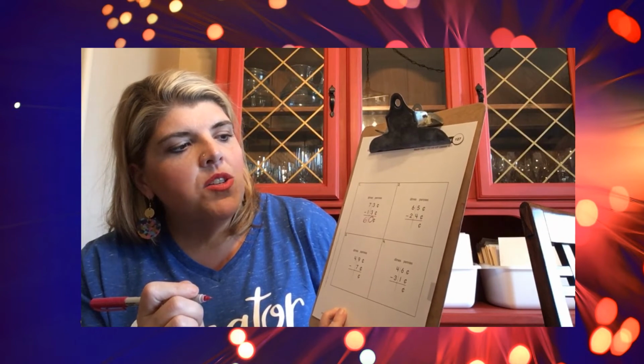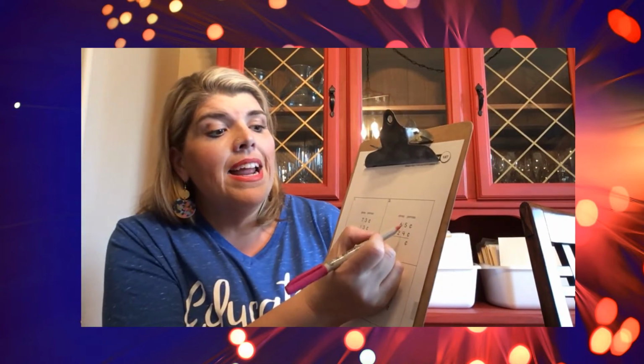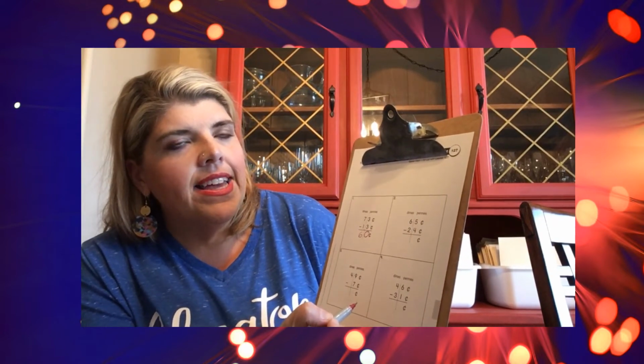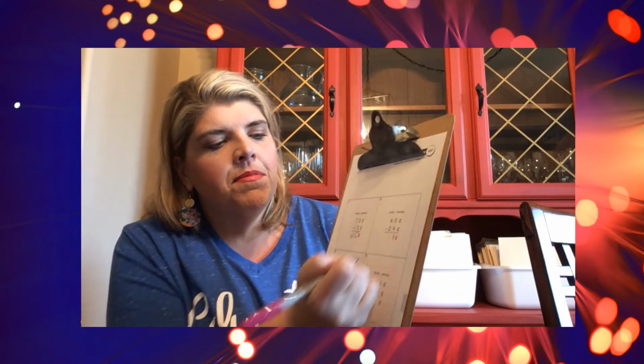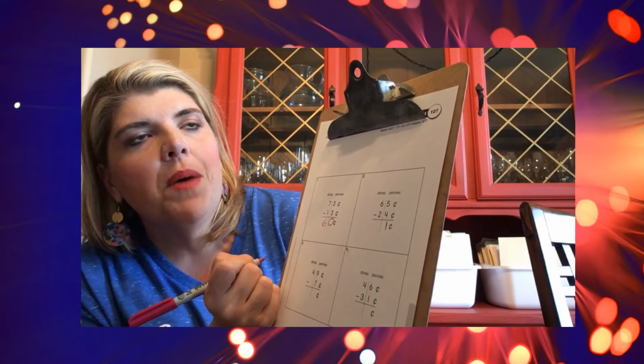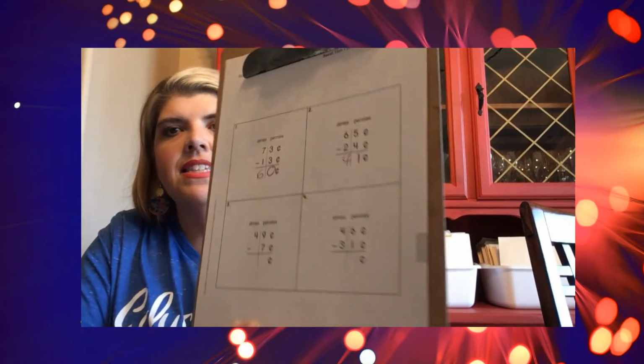65 cents minus 24 cents. So again, I'm going to start with the, you're right, I'm going to start on the penny side. 5 minus 4 is 5 pennies minus 4 pennies is 1 penny. And 6 minus 2, if I have 6 dimes and I take 2 dimes away, I'm going to have 4 dimes. So the answer is 41 cents.